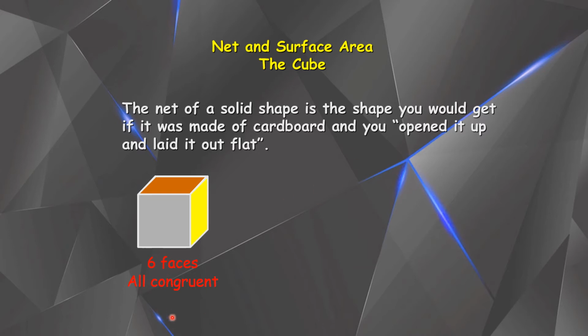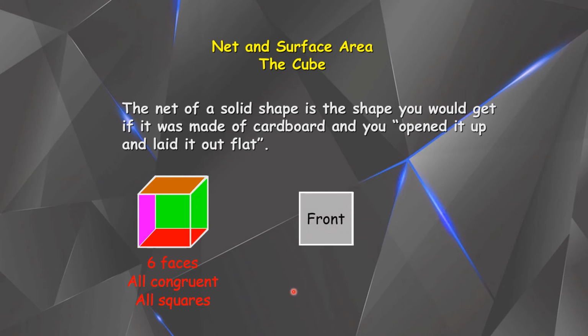All 6 faces are congruent in the case of a cube, but we checked on the previous pages. What's the difference between the cube and the cuboid? In a cube, all faces are squares. So look at this first one. The front side will look like this, and the second one, the back side, will be like this. I mean the right side.